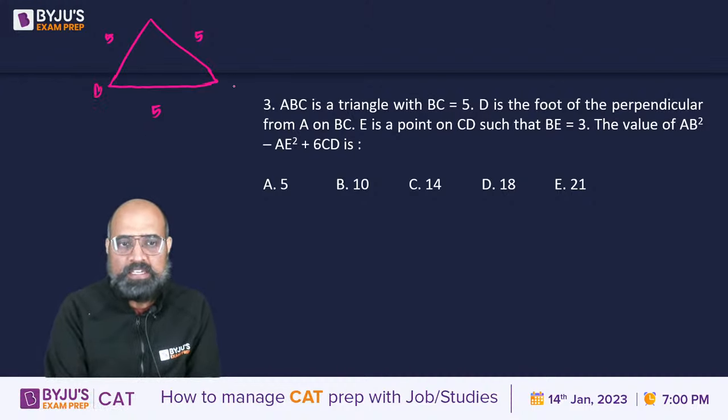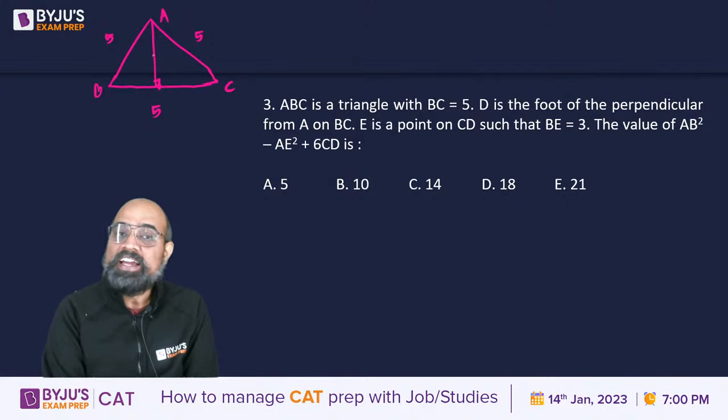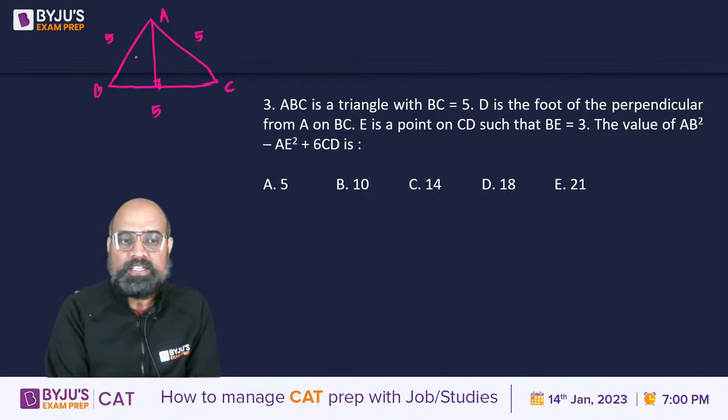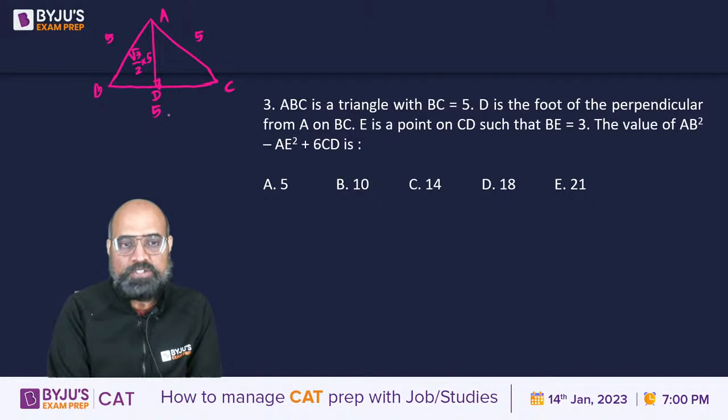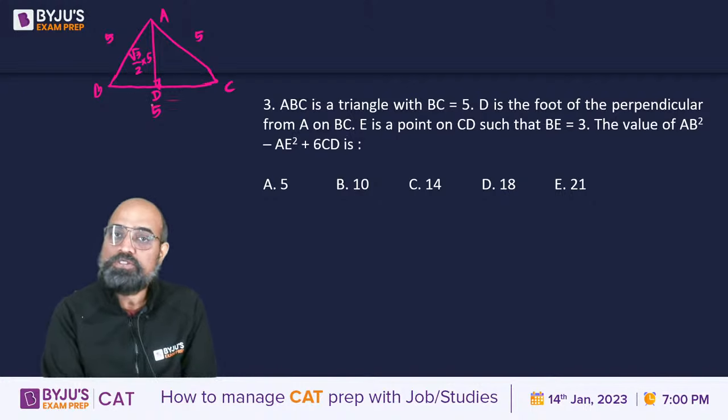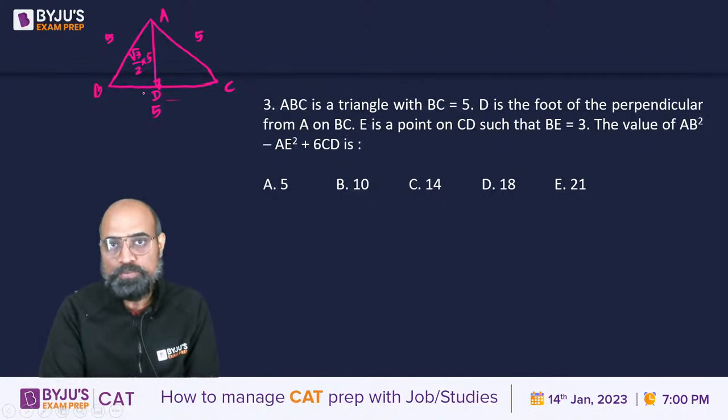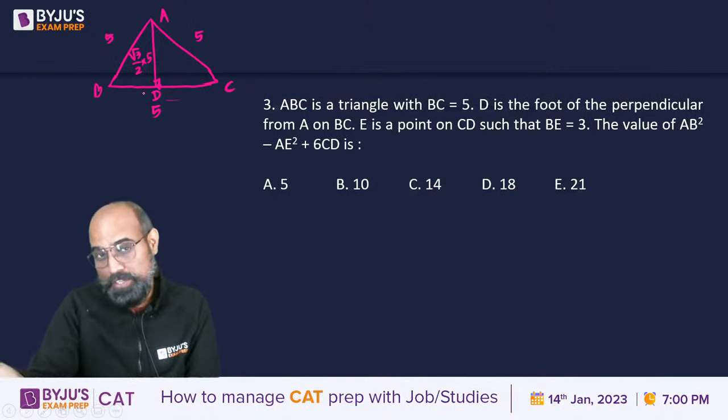So this is BC and this one is A. D is the foot of perpendicular from A on BC, right? So what is the height of an equilateral triangle? So this is √3/2 into 5. Okay. E is a point on CD. So this is D. It says that BE is equal to 3. So this is 2.5 and the other side is also 2.5. BD and DC, each one is 2.5. But it says BE is 3.